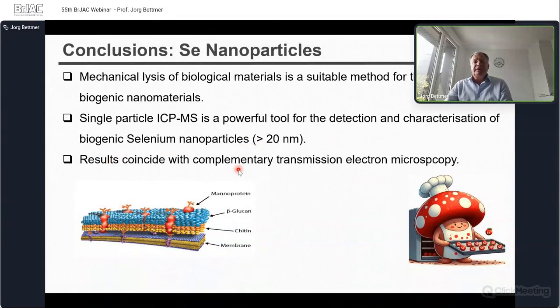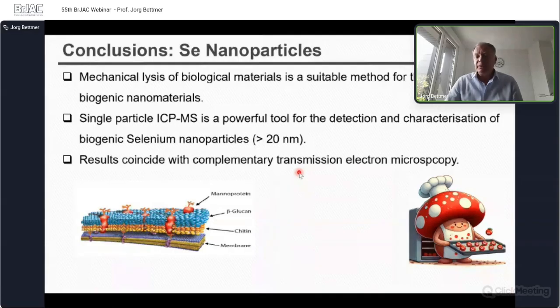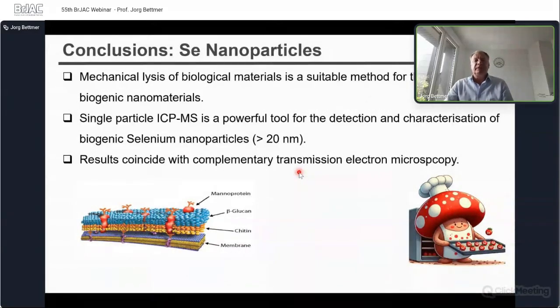And what is always needed is a complementary technique, in order to get an agreement between the results you obtained by single particle ICP-MS, because single particle ICP-MS just gives you information about the element, but not about the size, not about the shape, and nothing else. So you need a complementary technique. Okay.